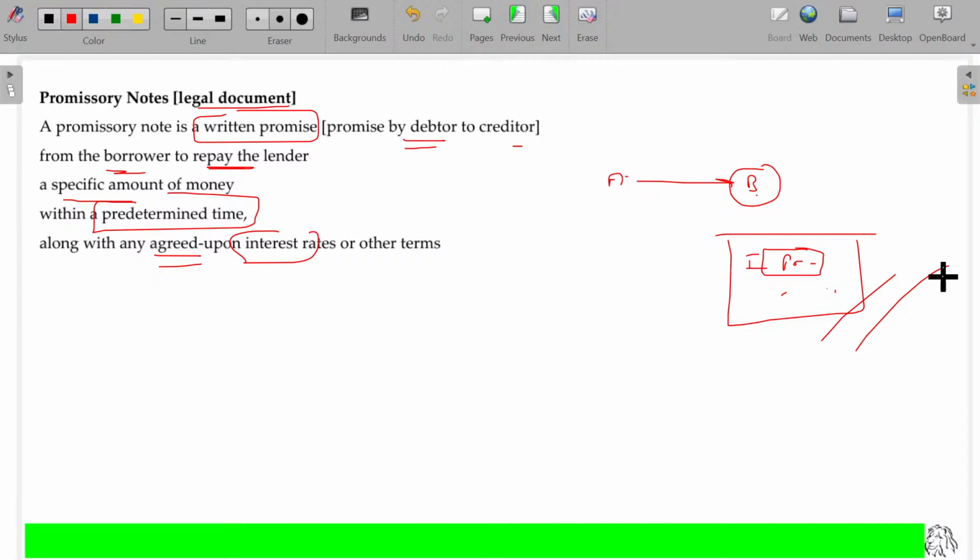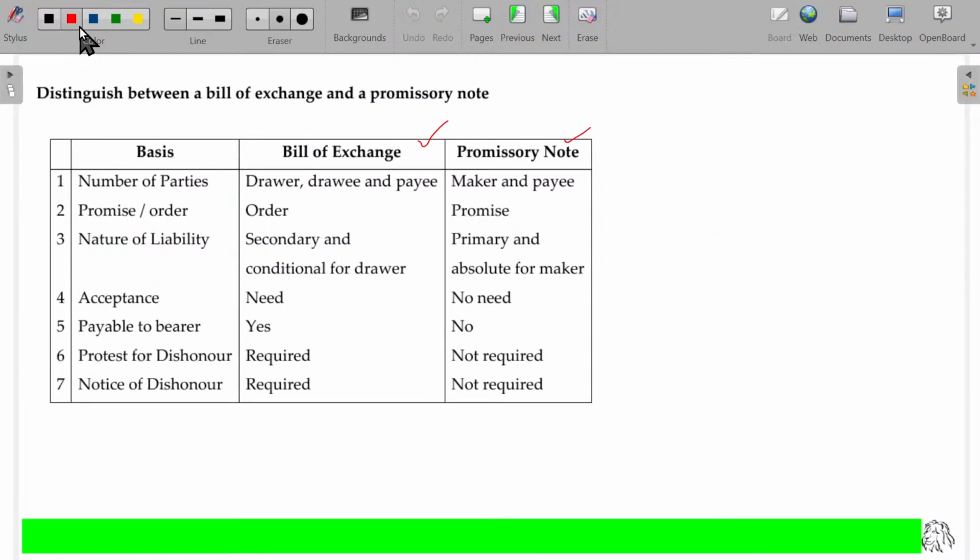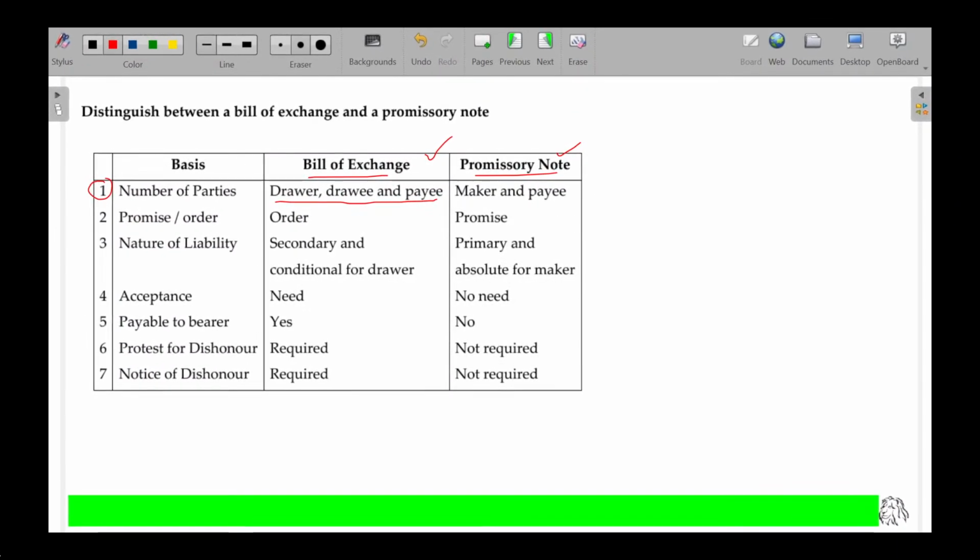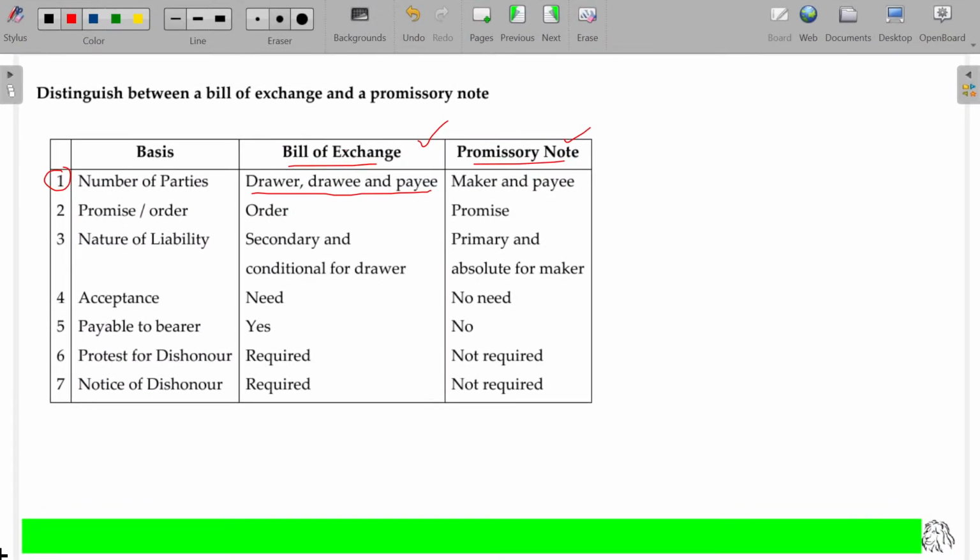That's called a promissory note. So the main differences between bill of exchange and promissory note begin with the number of parties. In a bill of exchange, we have 3 parties: drawer, drawee, and payee. Okay, clear. Now, in the case of a promissory note, we have the maker and the payee.